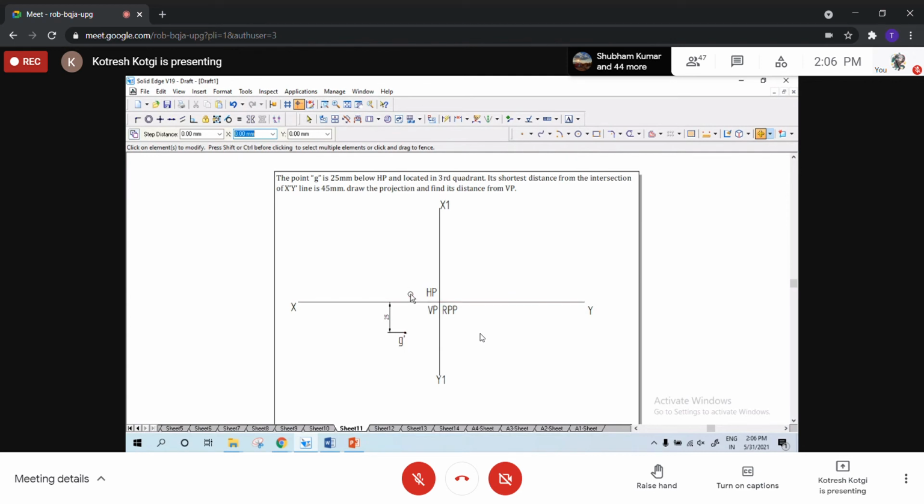If I know the distance from VP, I can complete the top view, but the distance from VP is not given. I have to find it. So to find that distance, they have given some other data, that is the data related to the side view. What is the data related to the side view? Its shortest distance from x dash y dash, or x1 y1, is 45 mm. So data for the side view is given.